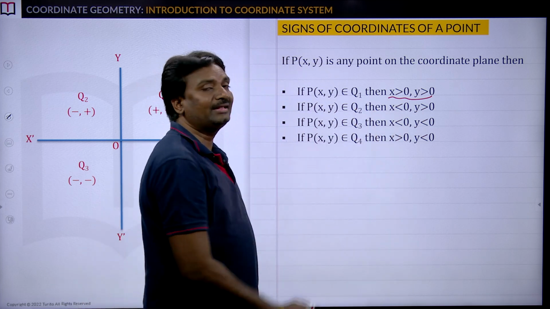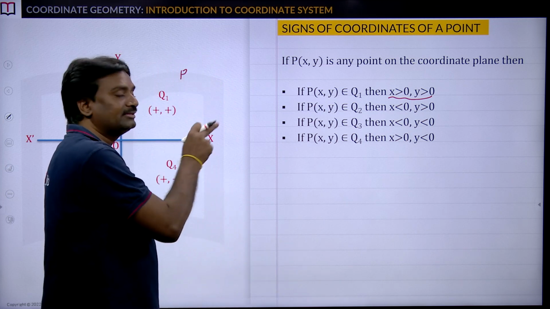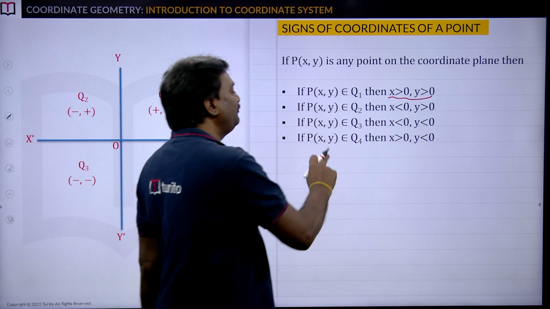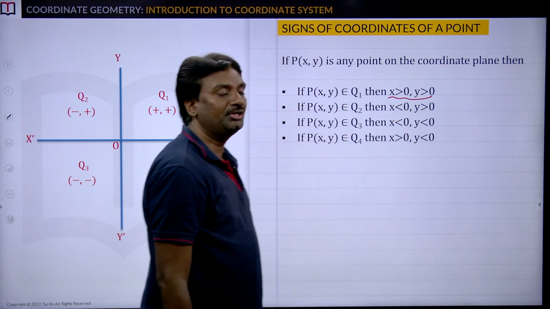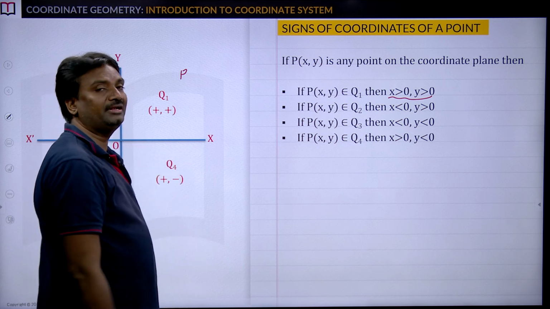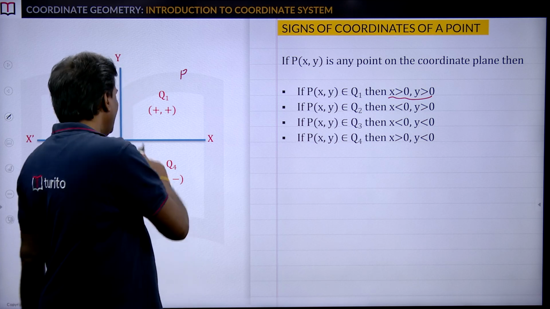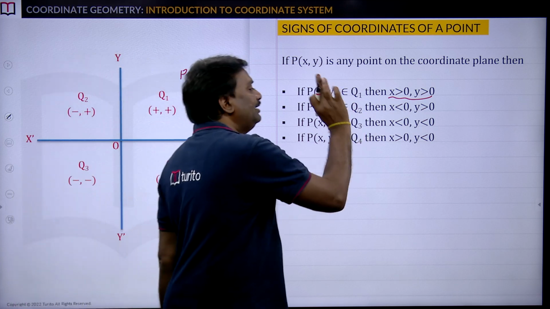If the point P(x, y) lies in the fourth quadrant, then we can take x greater than 0 and y less than 0. This is the positive x axis and this is the negative y axis. Positive x axis means x greater than 0, negative y axis means y less than 0.